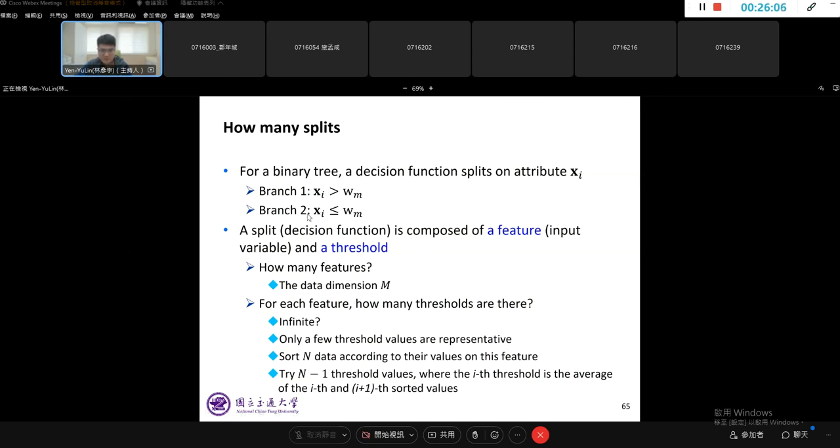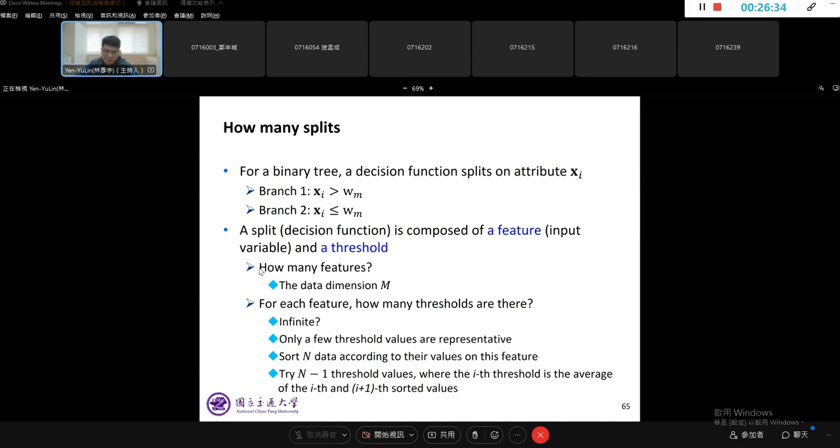In this formulation, we know a decision function considers one particular feature and one particular threshold. So a split in this case is composed of a feature and a threshold. So my question is, how many decision function candidates do we have?